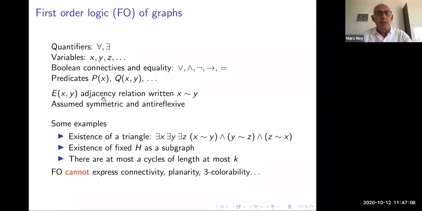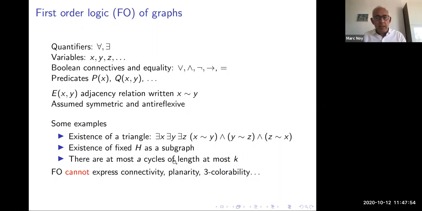In the case of graphs, we add an adjacency relation, a binary predicate we shorten to x adjacent to y. We assume this to be symmetric, so there are no directions, and anti-reflexive, so there are no loops. So what can you express in this first order logic of graphs? Maybe not too much, but you can express interesting things, like for instance, the graph contains a triangle, three mutually adjacent vertices. And it can also express the existence of a fixed H as a subgraph. You use as many quantifiers as vertices in H, and you postulate the adjacencies between them.